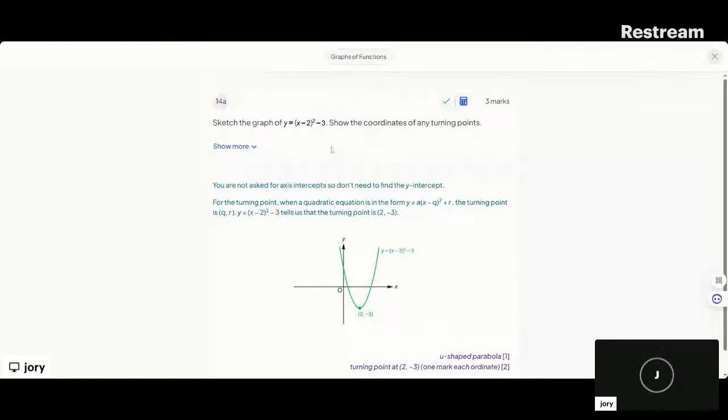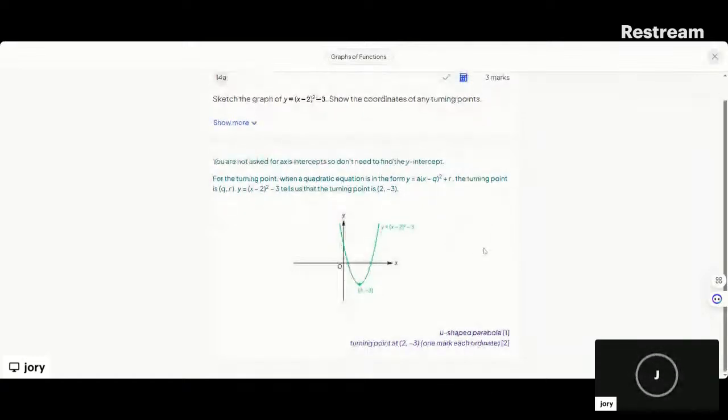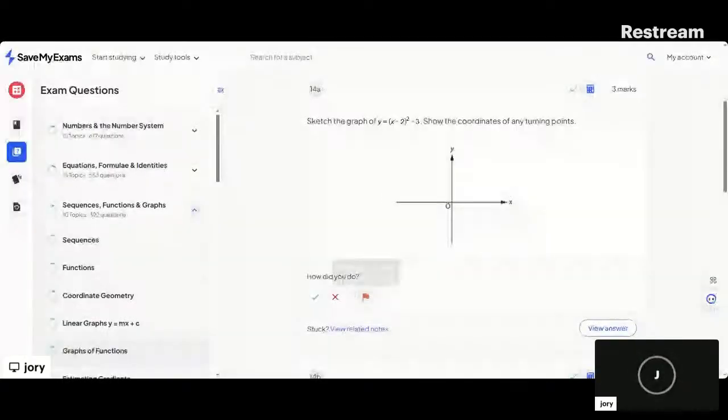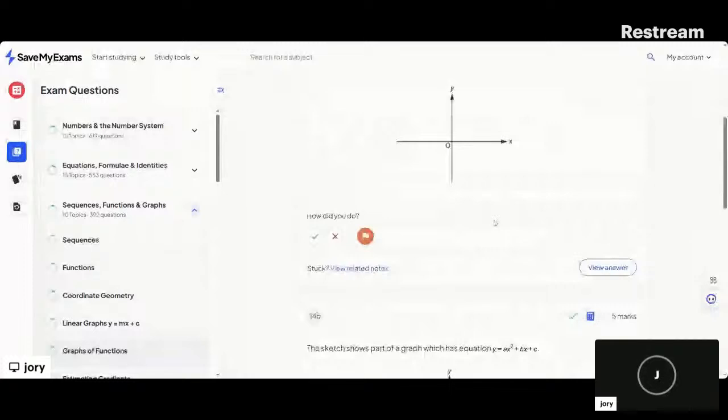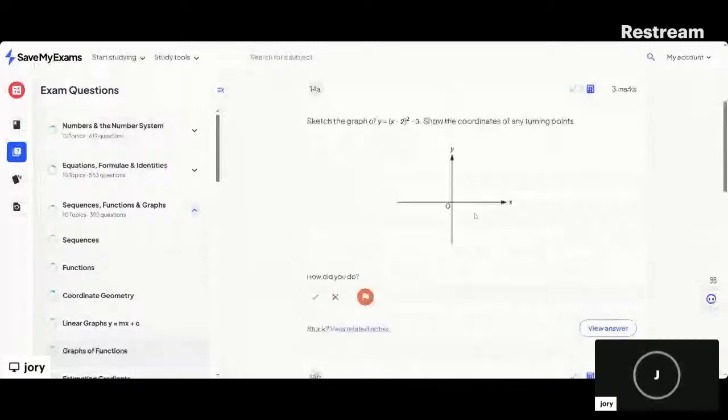You're not asked for axis-intercepts, so you didn't need to find the y-intercept. For the turning point, when a quadratic equation is in this form, the turning point is (q, r). Okay, no, I read this before. So it's (2, -3). I would have just done the first derivative, so that's way too many steps though.